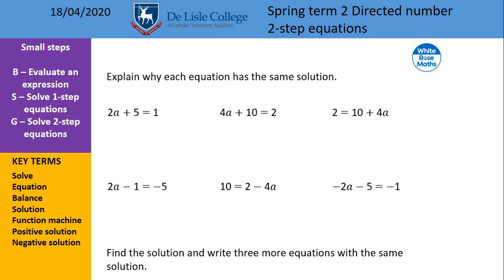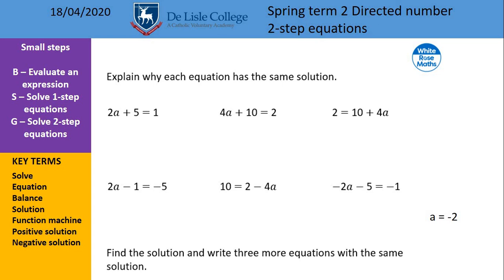Okay, so working through those, we should ultimately get the answer of a equals minus 2. Checking on the first one, we've got minus 4 plus 5 is 1. Second one, minus 8 plus 10 is 2. We've got those correct for all of it. A is minus 2.